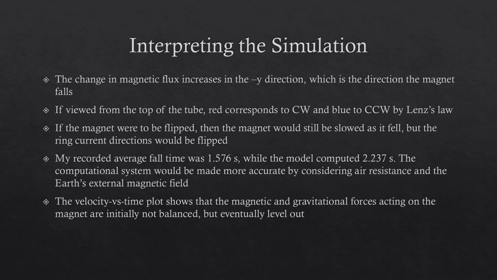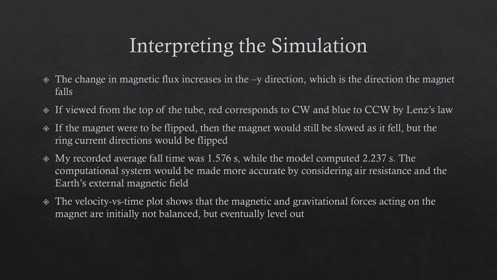To correctly interpret the simulation, it's important to know that the change in magnetic flux increases in the negative y direction, which is the direction the magnet falls. If viewed from the top of the tube, the red ring shown on the last slide corresponds to clockwise direction of current, and the blue ring corresponds to counterclockwise direction of current by Lenz's law. If the magnet were to be flipped, then the magnet would still be slowed as it fell, but the ring current directions would be flipped as well.